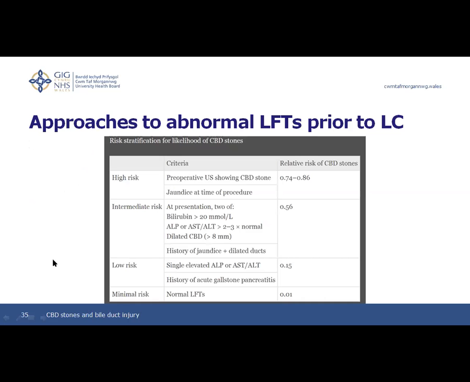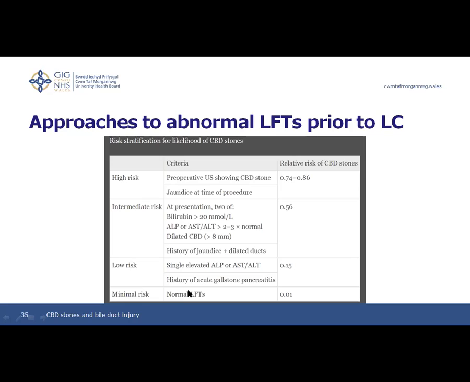What are the approaches to abnormal LFTs prior to laparoscopic cholecystectomy, and how do the surgeons predict there could be a common bile duct stone? It's not always possible to get an intraoperative cholangiogram. So there are criteria. They have classified the possibility of common bile duct stones into high risk, intermediate risk, low risk, and minimal risk.